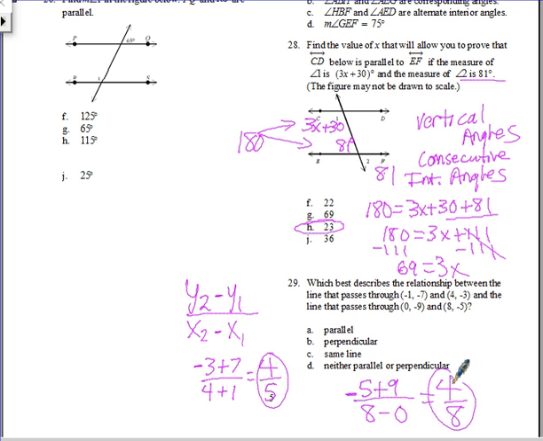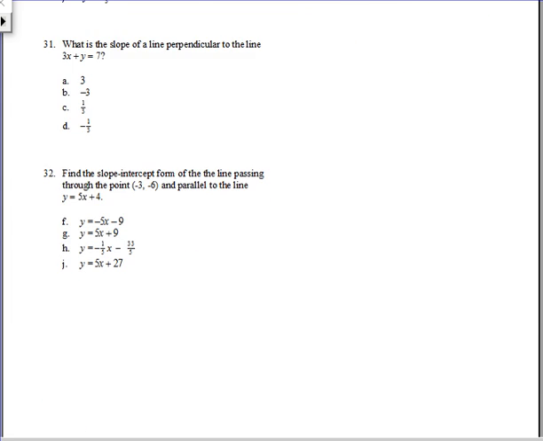Okay? Parallel means the same. So it can't be that. Perpendicular means opposite, reciprocal. It's not that, and it's not the same line. So the answer to 29 is they are neither parallel or perpendicular. Okay, let's go to the home stretch, these last 3 problems.